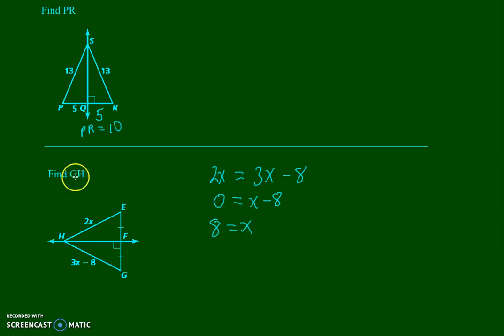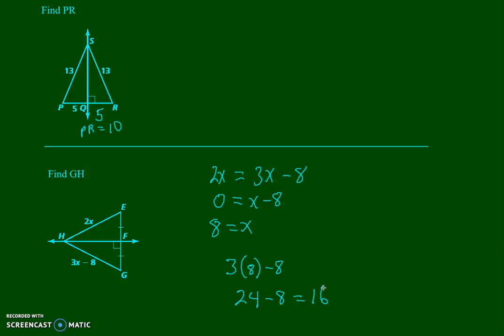We're looking for the length of segment HG. HG is given by 3x minus 8. So we're going to substitute this into that expression. So 3 times 8 minus 8. Well, 3 times 8 is 24. Minus 8 is 16. Now, these were just a few basic examples, but hopefully you get the idea.